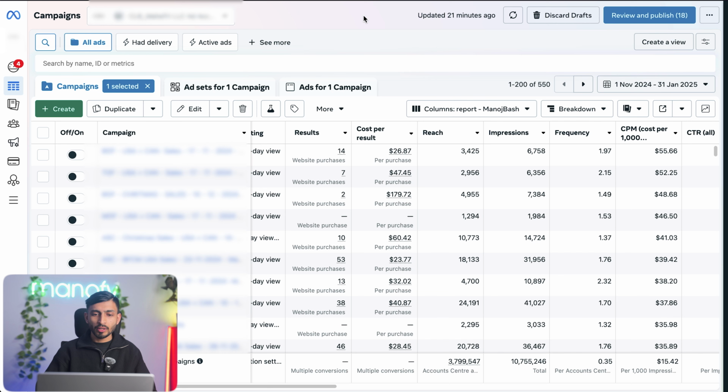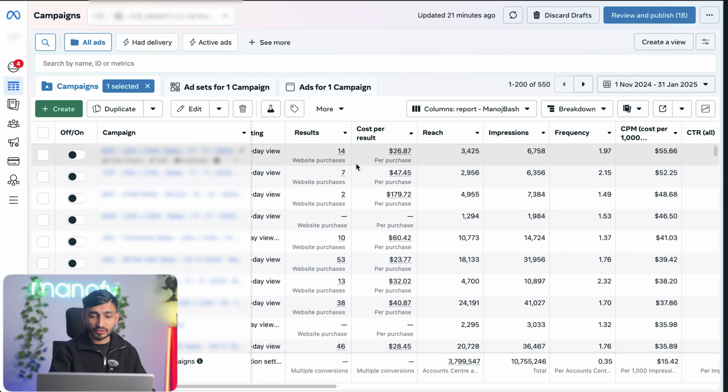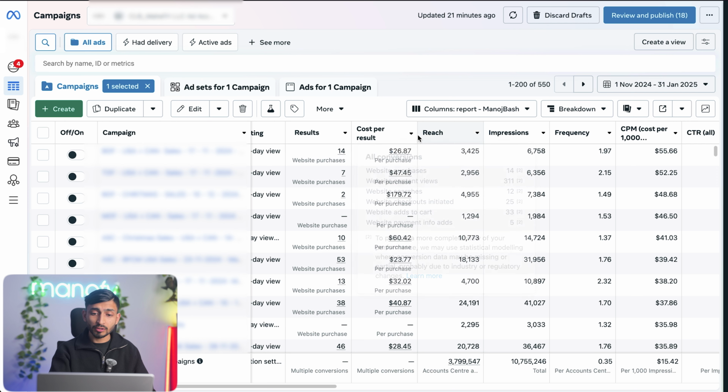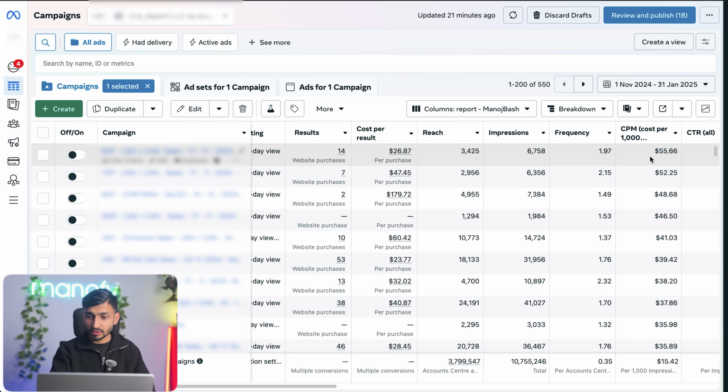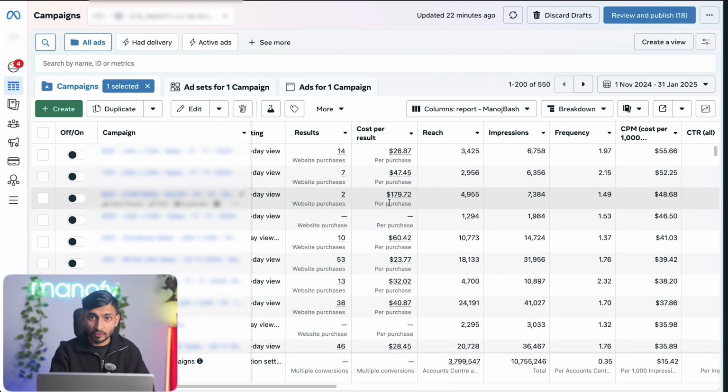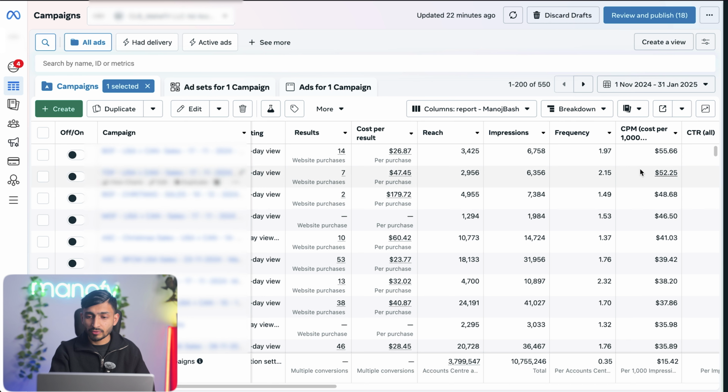Now I'm going to share the screen and show you a real-life example inside Meta Ads Manager. So I'm in the Ads Manager dashboard right now. If you see this first campaign, we've got 14 sales with $26 cost per purchase and the CPM is $55. So if we compare, this third campaign is really expensive, okay? The cost per acquisition is around $179, but if you compare the CPM, it's lower than the first one, okay?